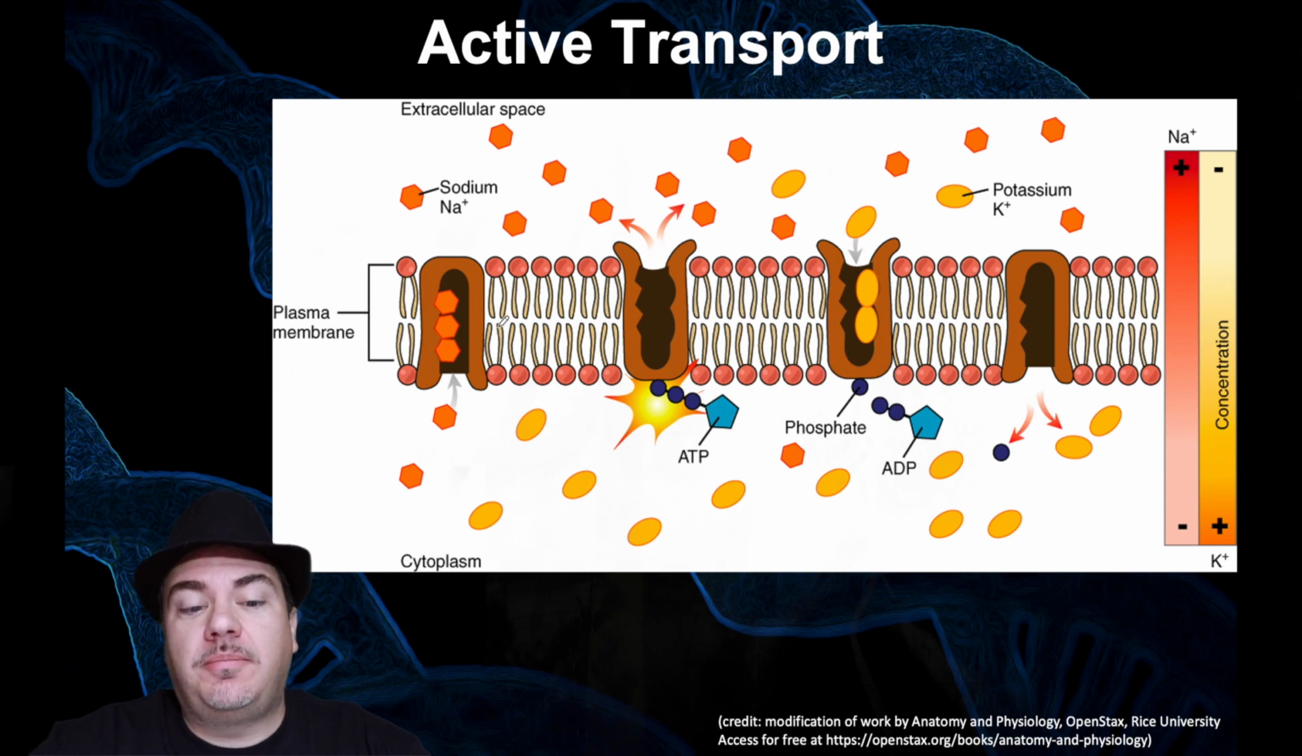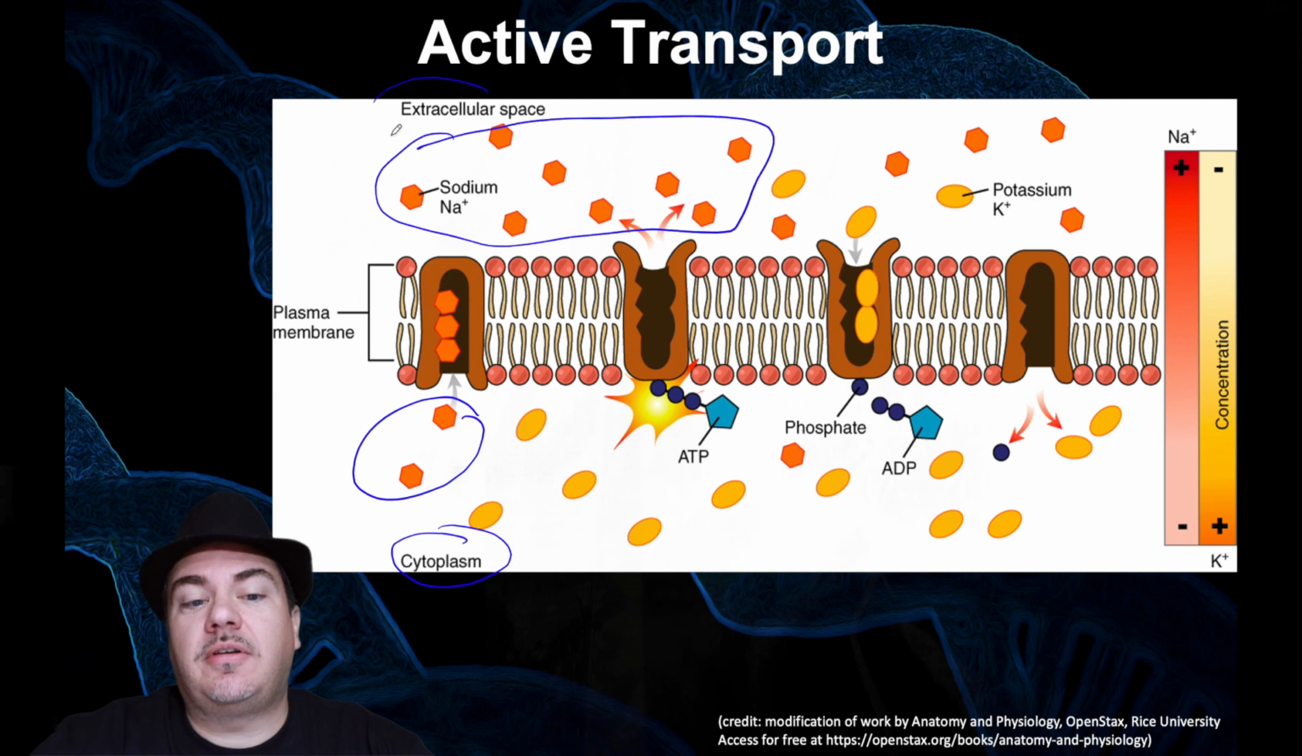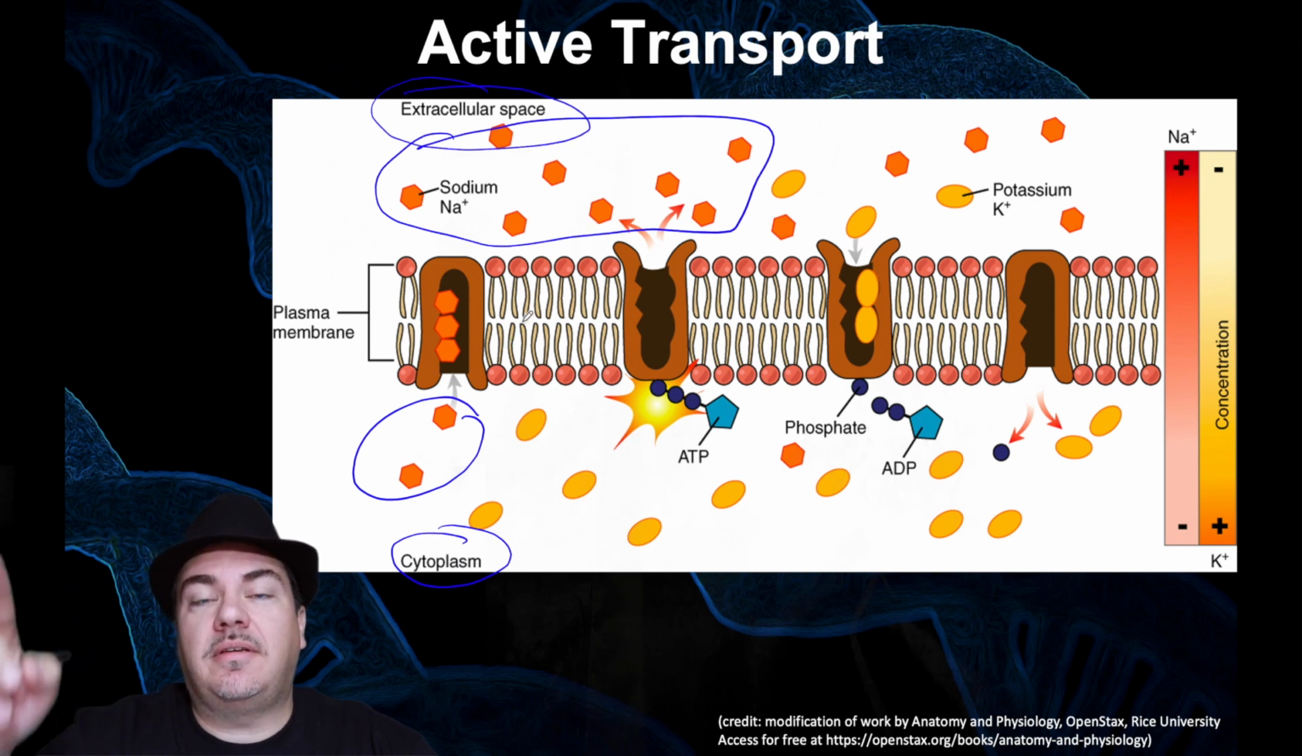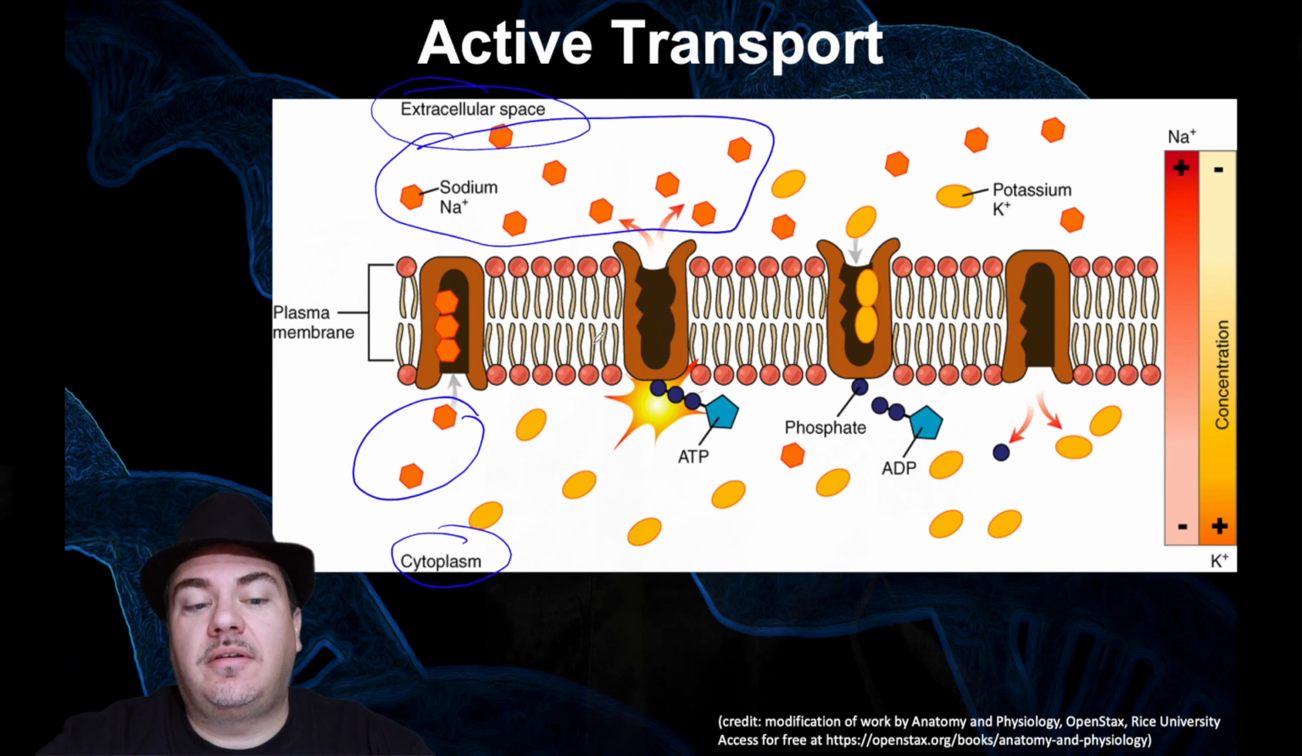So here's an example of active transport. This is a protein that's embedded in the plasma membrane. What this protein wants to do is take sodium ions from a low concentration inside the cell and pump them to an area of high concentration outside the cell. Since you're making them go against their concentration gradient, that's going to require energy.